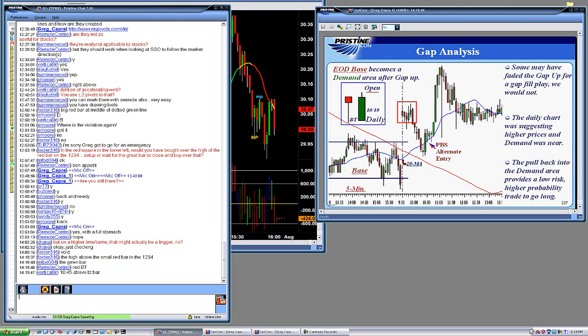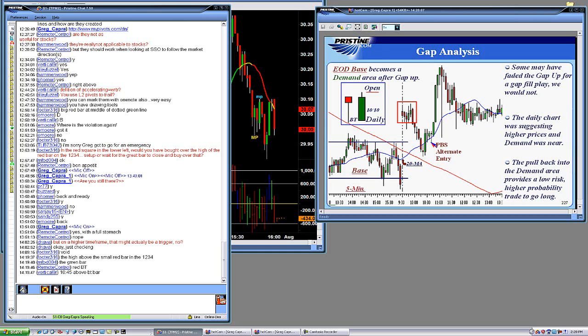Small red bar. We either could have bought it above the high of this bar right here, but this one here, that bottoming tail bar, that is ideal.